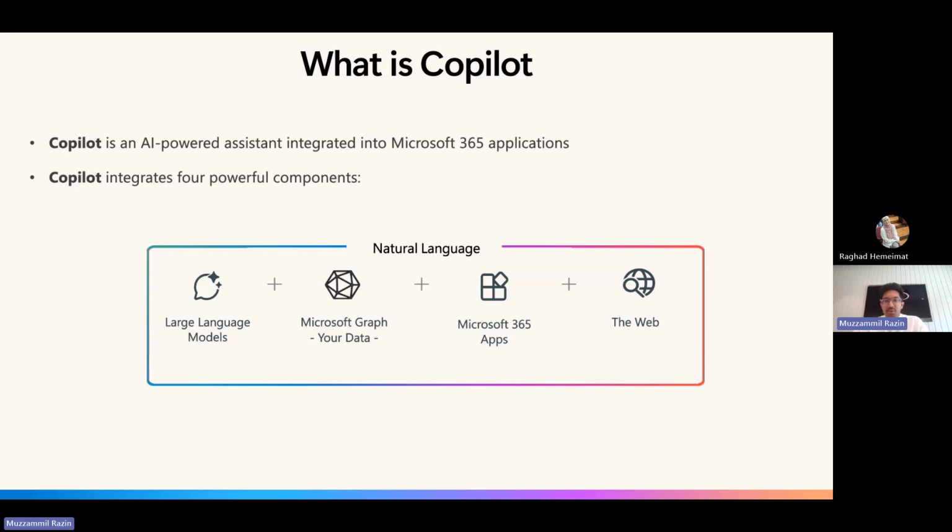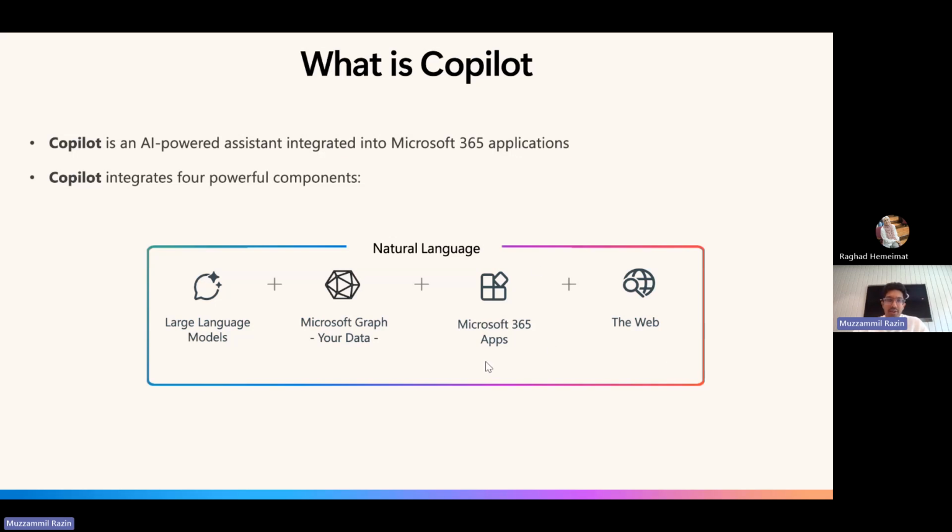The second component, as you can see, is Microsoft Graph, which is basically the data that you own inside your work environment, your Excel sheets, whatever data, whatever folders or files that you have within your OneDrive, your SharePoint sites, whatever you have within your work environment, it is your Microsoft Graph, and Copilot will be able to access them on your behalf.